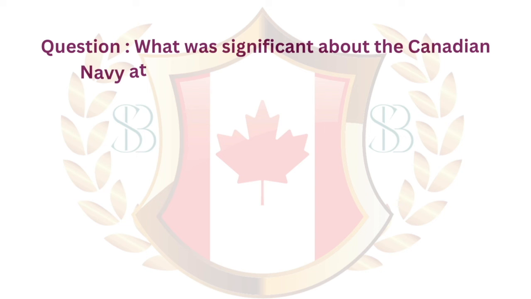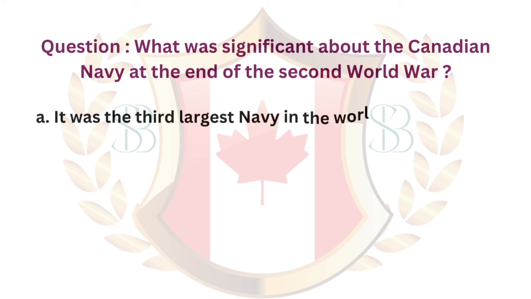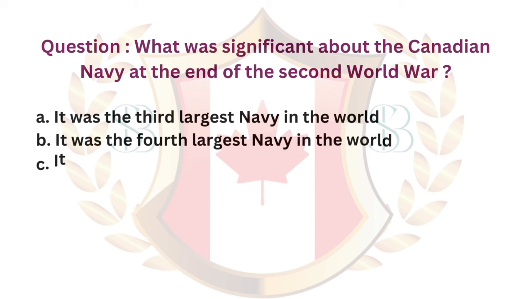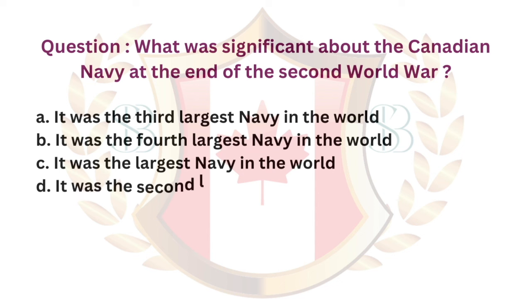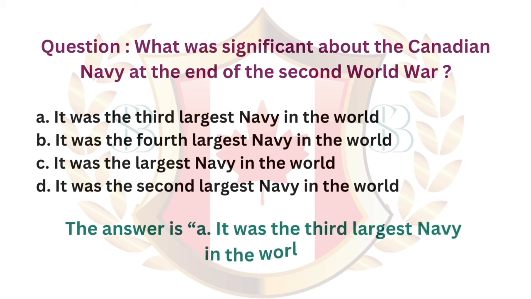Question. What was significant about the Canadian Navy at the end of the Second World War? A. It was the third largest navy in the world. B. It was the fourth largest navy in the world. C. It was the largest navy in the world. D. It was the second largest navy in the world. The answer is A. It was the third largest navy in the world.